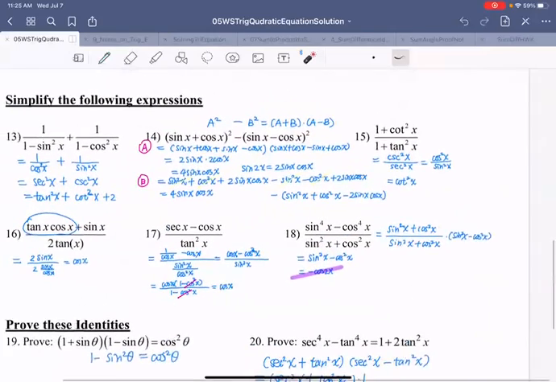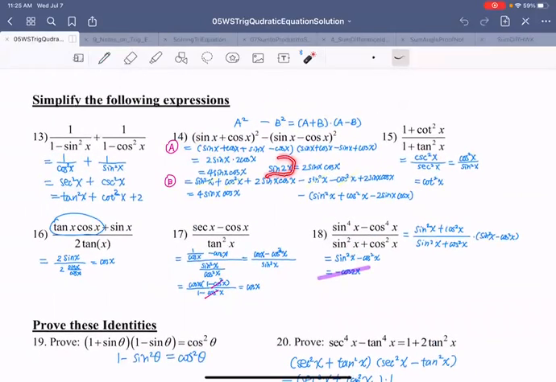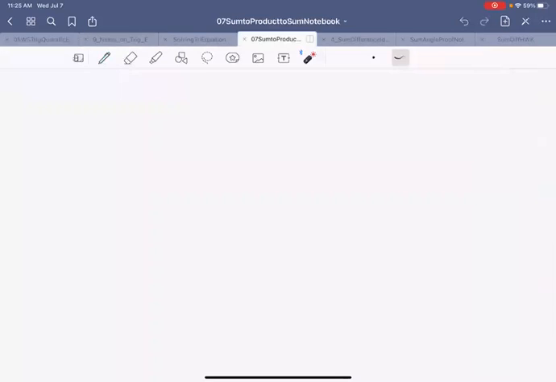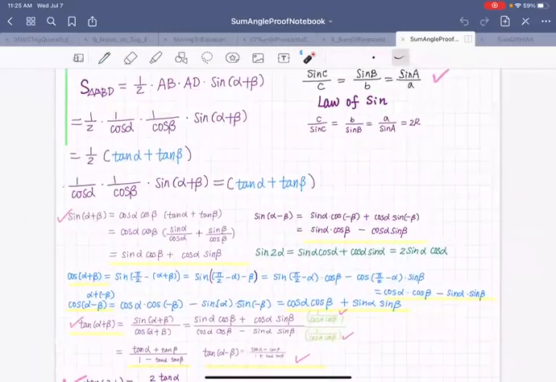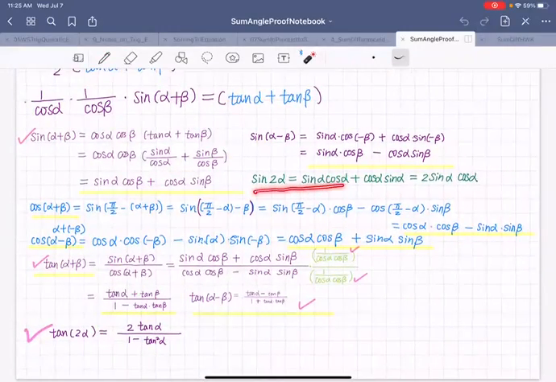As I mentioned here, sine 2x equals 2 times sine x cosine x, okay? Does this formula make sense now? Now we come back to here. Sine 2 alpha equals this.